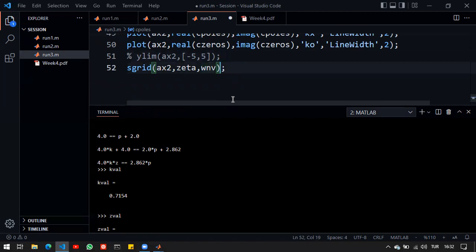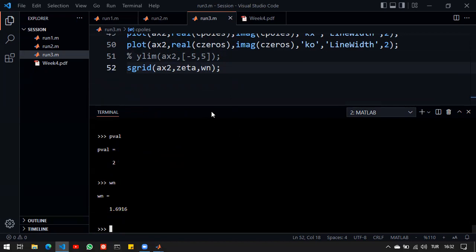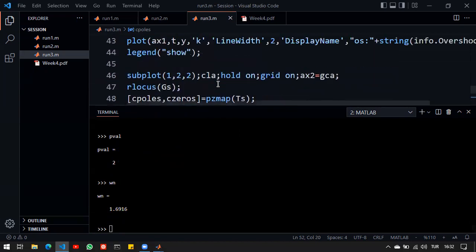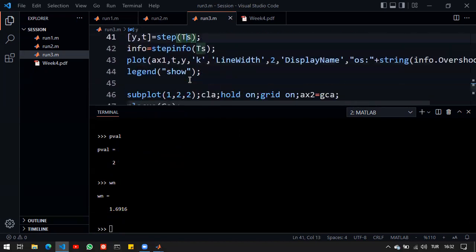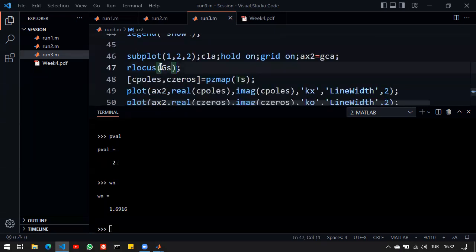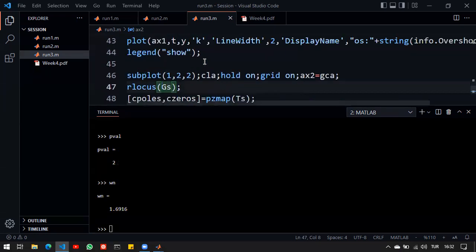Now, of course, we don't have omega n val. We did choose omega n here. Omega n is 1.69. So what else? Now here, somewhere we have the root locus, exactly here. As it was the case for the PD type controller, I have to add the dynamic parts of the controller to the root locus here.